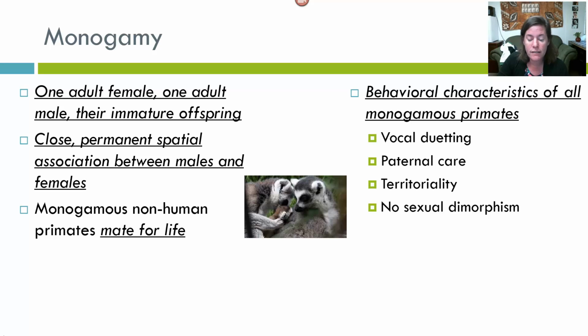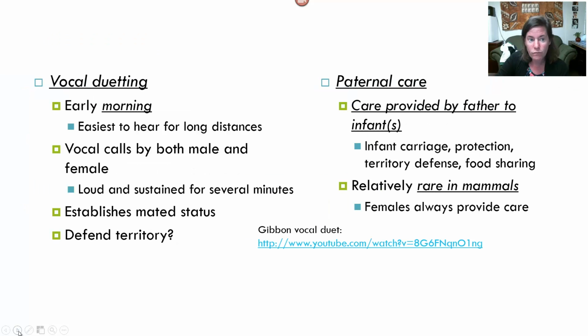In non-human primates that exhibit monogamy, they generally mate for life. So they have very long-term relationships. They are not, oh, I'll mate with this female this year and another female next year. It's not serial monogamy as we often see in humans, but it's long-term monogamy. There are a variety of behavioral characteristics that are exhibited by the majority of monogamous primates. These are things like vocal duetting, paternal care, territoriality, and a lack of sexual dimorphism. And I'm going to go through each of these individually.